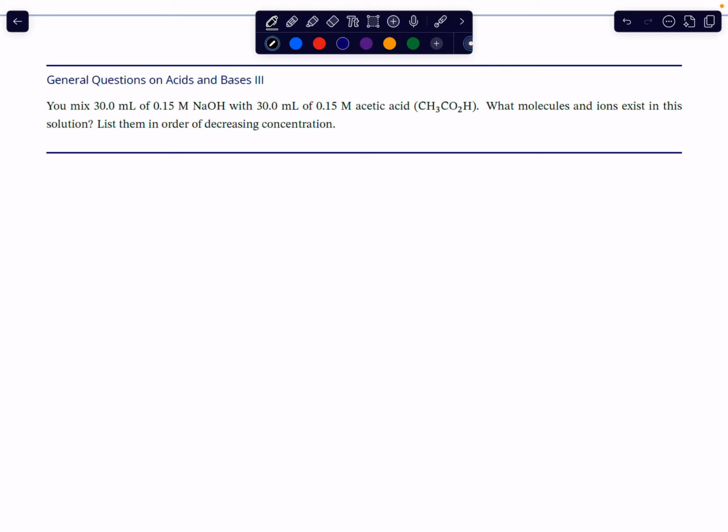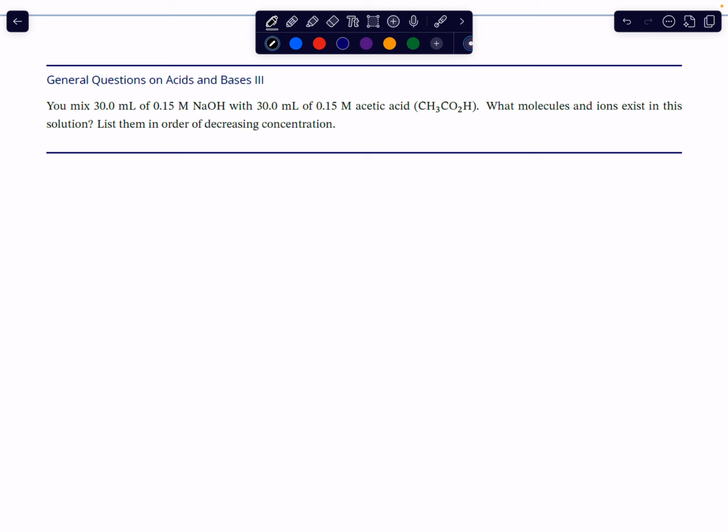Hello everyone, so we're continuing the conversation on acids and bases, and in this example we have a bit of a qualitative discussion on a mixture of, or what happens if you mix two solutions. So it says you mix 30 milliliters of a 0.15 molar solution of sodium hydroxide with 30 milliliters of a 0.15 molar solution of acetic acid. What molecules and ions exist in the solution? Alright, I'll list them in order of decreasing concentration.